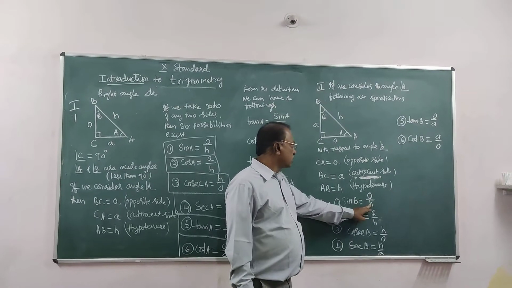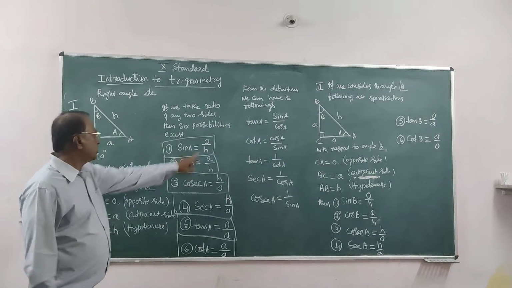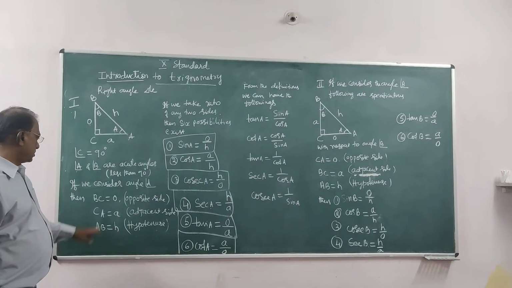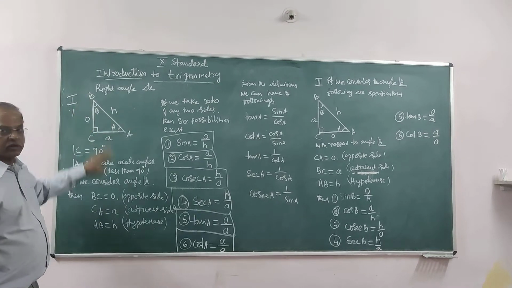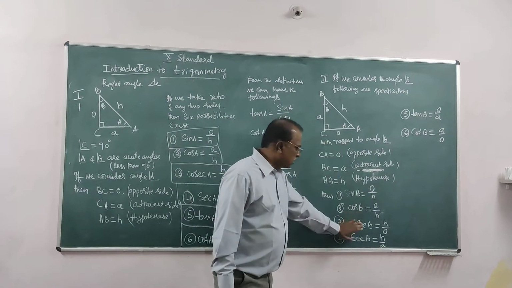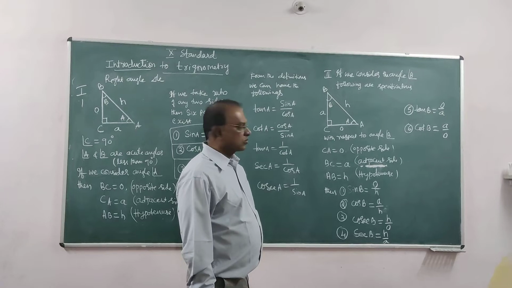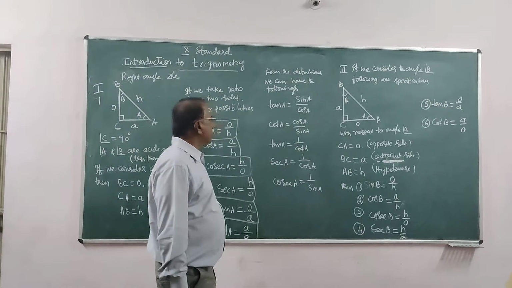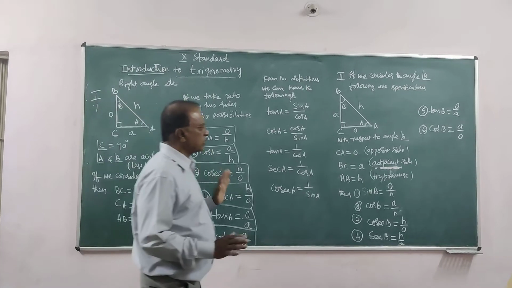O by H. What is O? CA. What is O? BC. The difference. Okay. But this is possible, with the same definitions. And from these definitions, look at this.